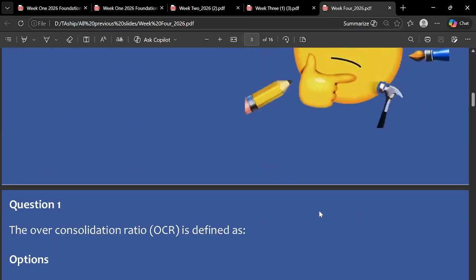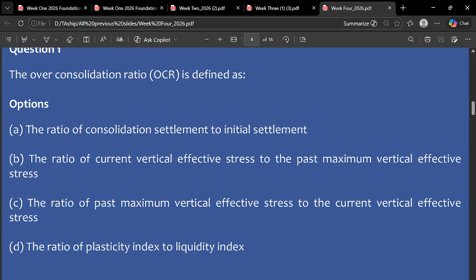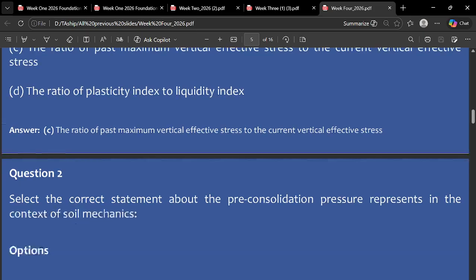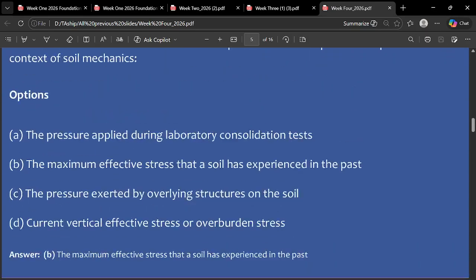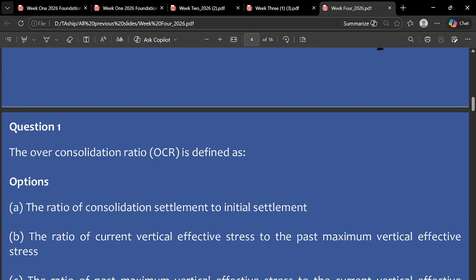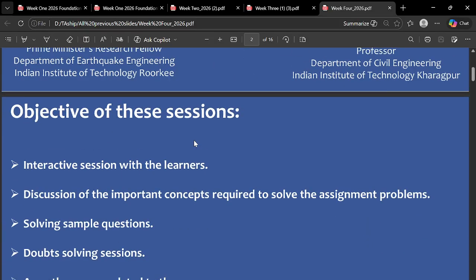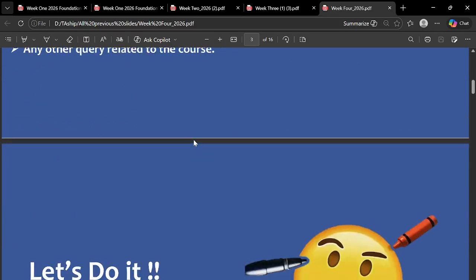Your week 4 basically deals with the problems of some of the fundamentals and also the settlement of the footing. So some of the questions were based on the consolidation settlement.